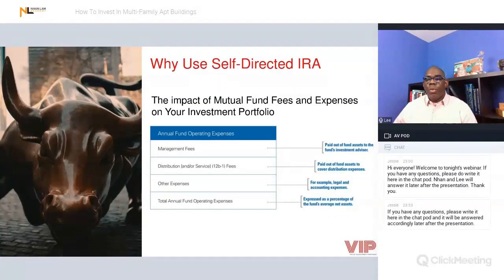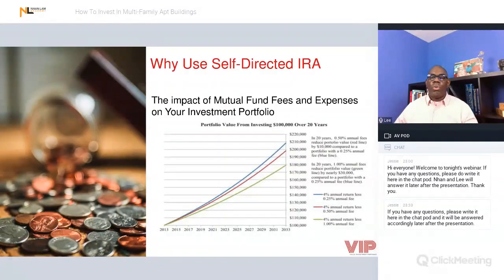The reason why I wanted to share that with you is because that erodes your growth potential for your money. Here you see a small analysis and demonstration of what the amount of capital will be at the end of 20 years if you invested $100,000 over 20 years with a 4% annual return.